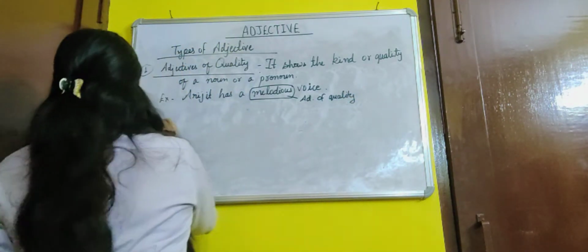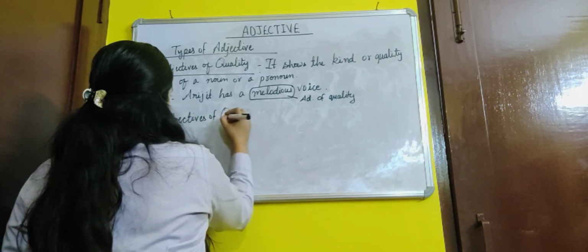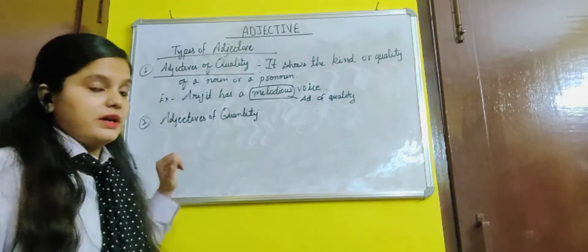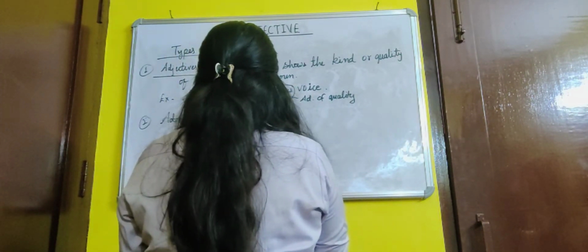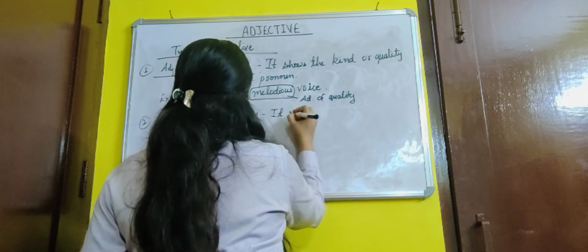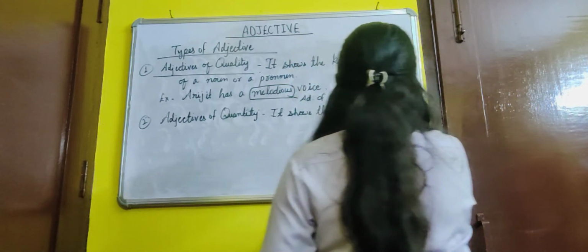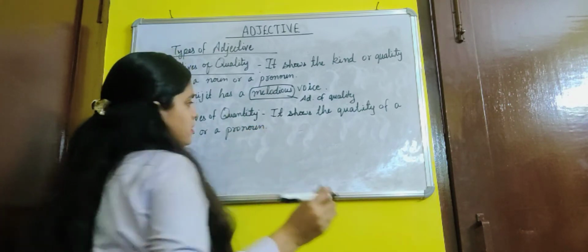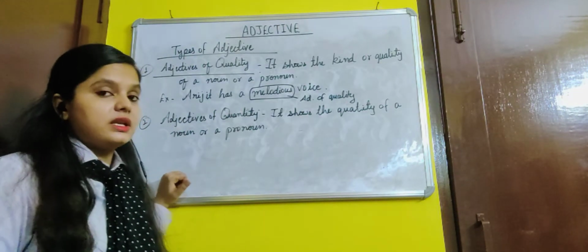Now see the next kind, that is adjectives of quantity. Okay, as you can understand by the name of it, it shows the quantity of a noun or a pronoun. What's the basic thing about the adjectives of quantity? That it will give the answer to the question, how much?